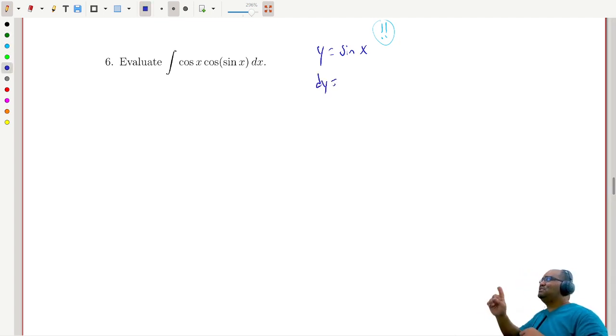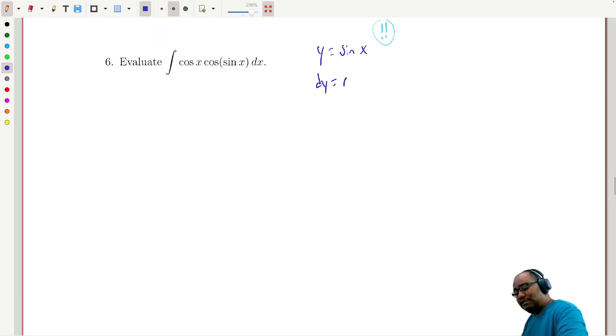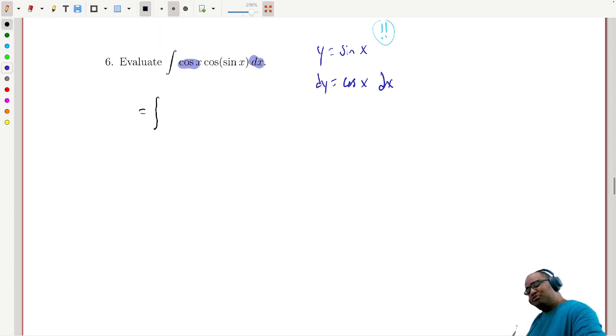Differential, that's the next step. So dy, take the derivative, is cosine of x dx. Take a look at what I got here. Okay, cosine of x dx here. All right, so now we're just going to go ahead and make everything in terms of the new variable. So I have the integral of cosine of sine x, but sine x is y. So cosine of y dy. But dy is cosine x dx.